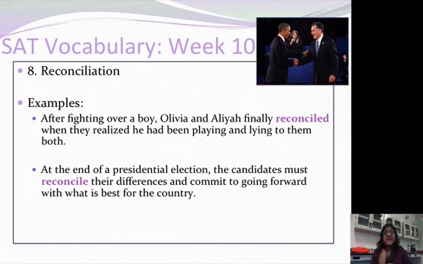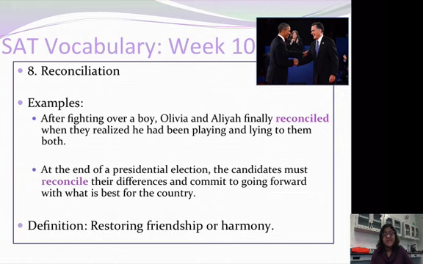The next word is reconciliation. After fighting over a boy, Olivia and Aaliyah finally reconciled when they both realized he had been playing and lying to them both. At the end of a presidential election, the candidates must reconcile their differences and commit to going forward with what is best for the country. Write down your guess for the word reconcile and reconciliation, and then when you're ready, copy this definition. Reconciliation means restoring friendship or harmony. Write your own original sentence using the word.